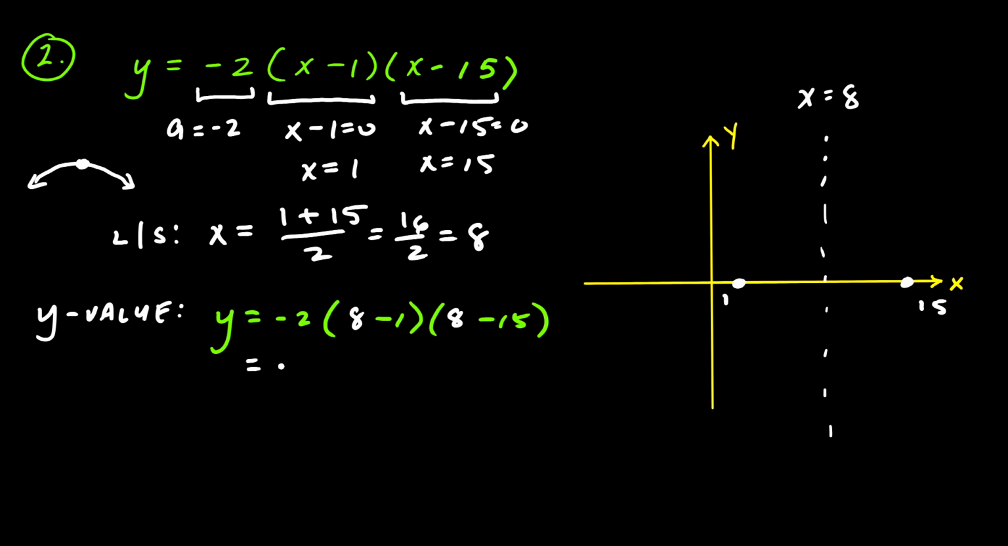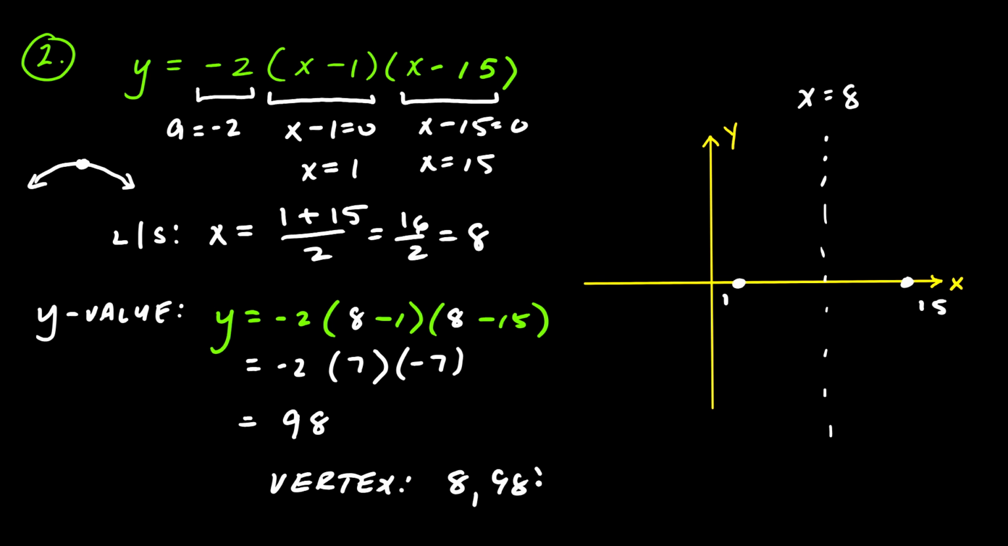So we will have negative 2 times 7 times negative 7. Again, notice we have opposite 7 and negative 7. So this will give us a value of positive 98. So our vertex will be located at 8, 98.